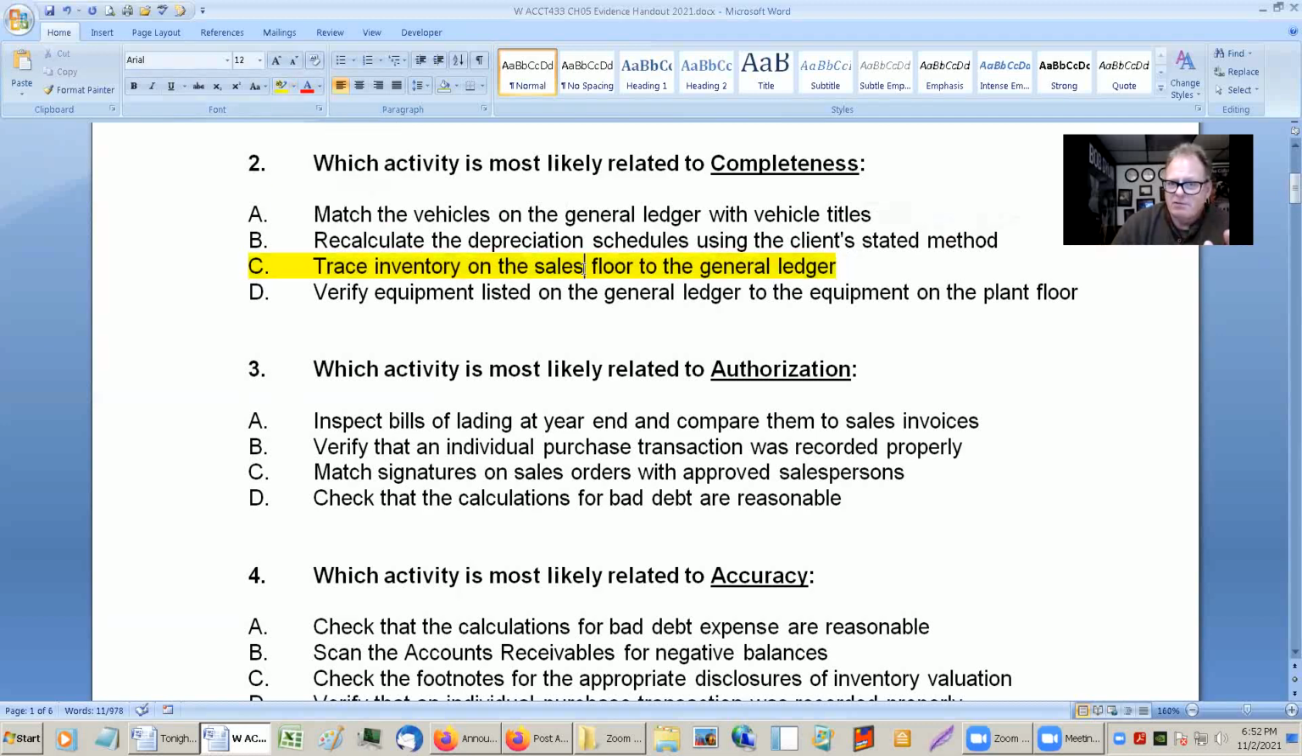Yeah, you take this stuff on the floor. You've got this inventory. Okay, if this inventory is on the floor, I should be able to trace it into our general ledger. I want to see if it's complete. Do they have all the inventory listed? Right, so that would be the completeness one.